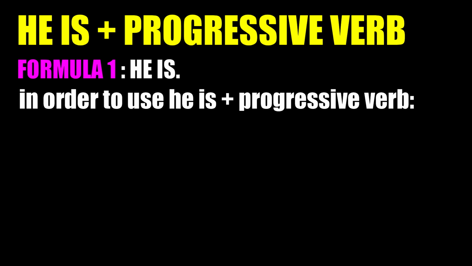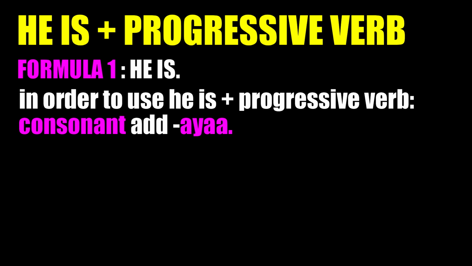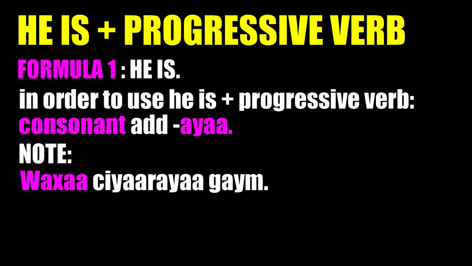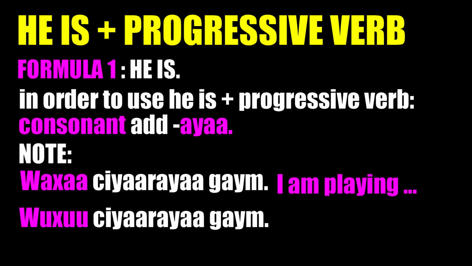So now, let's learn he is plus progressive verb. In order to use he is plus progressive verb, we need to add aya at the end of every verb ends with consonants. Please note, this is the same as I am plus progressive verb, but the helping pronoun is really different. If we say, waxaa ciyaarayaa game, that is, I am playing, because of the helping verb, which is waxaa. But if we say wuxuu ciyaarayaa game, that means he is playing because of wuxuu.